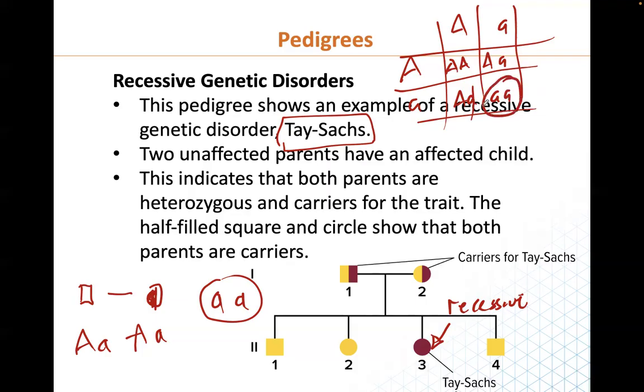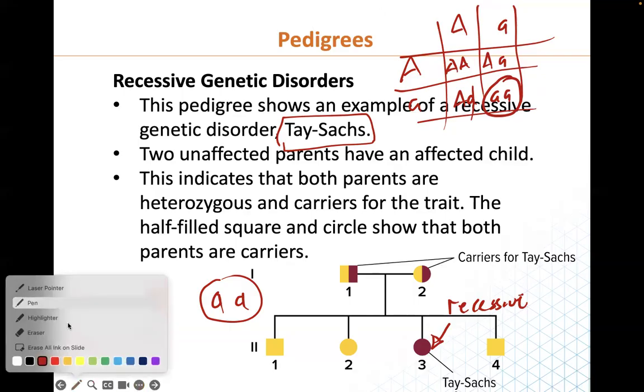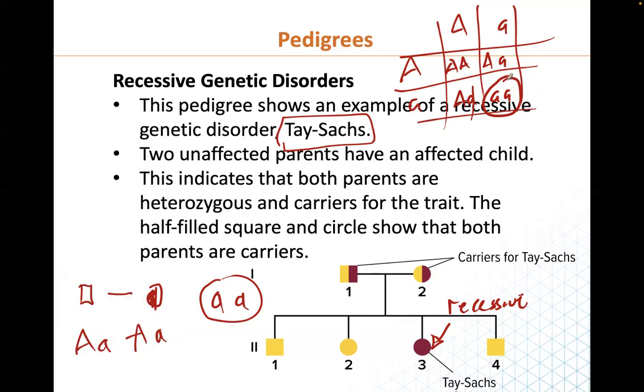So this is the child, the baby who would be having the disease, because he or she is inheriting the double recessive alleles. But the other ones are inheriting double dominant. This person inherited double dominant. And this is heterozygous, who is a carrier. And this is also heterozygous, who is a carrier for the disease.